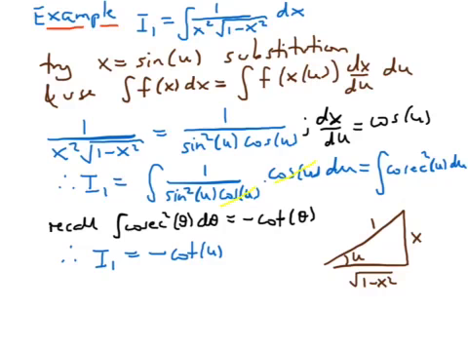So therefore our integral I1 is minus the square root of 1 minus x squared all divided by x plus an integration constant. And this is a result that you can now check using differentiation.